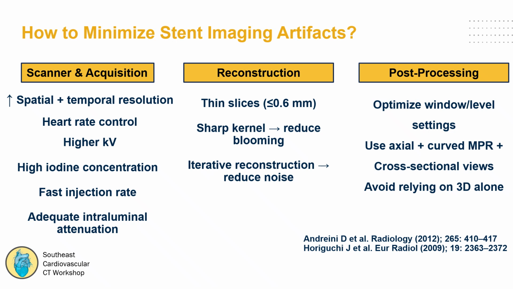For reconstruction, thin slices and sharper kernels improve edge definition and reduce blooming, although iterative reconstruction helps compensate for the increased image noise. Finally, proper post-processing using axial views, curved MPRs, and cross-sectional images is essential.